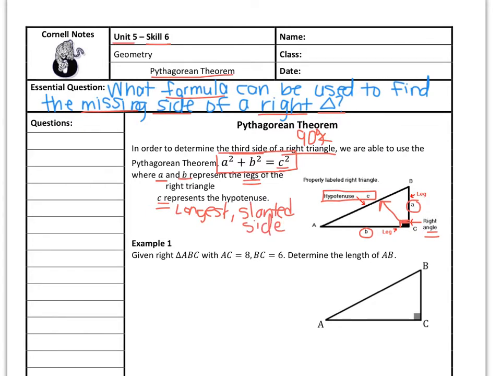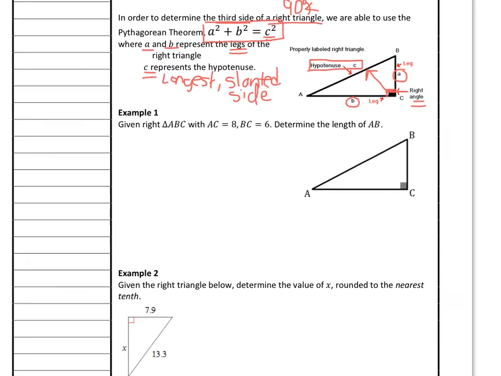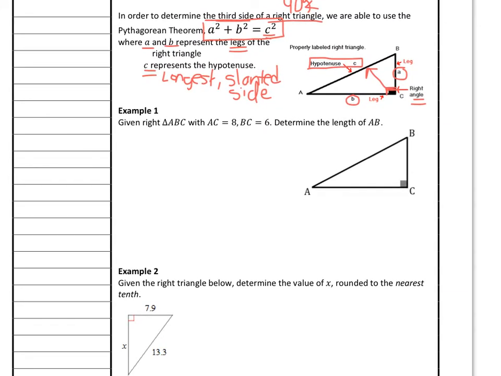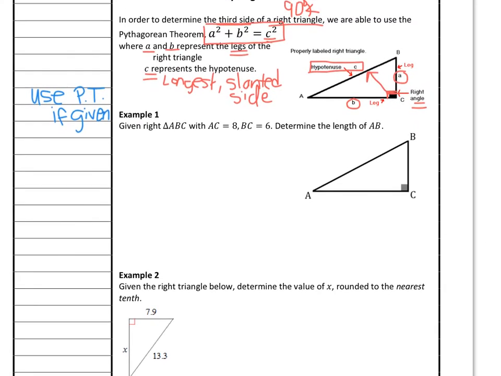We're going to go through a few examples where we use the Pythagorean theorem when we're given two sides of a right triangle. Off to the side, I'm going to make a little note: use Pythagorean theorem, PT, if given two sides and need to find the third.